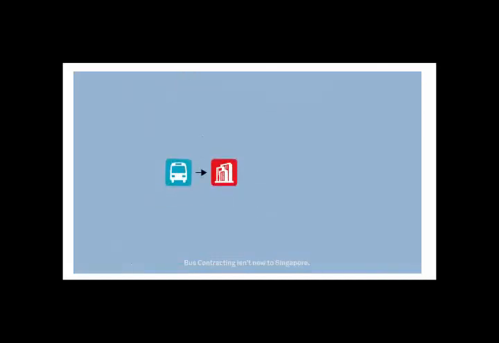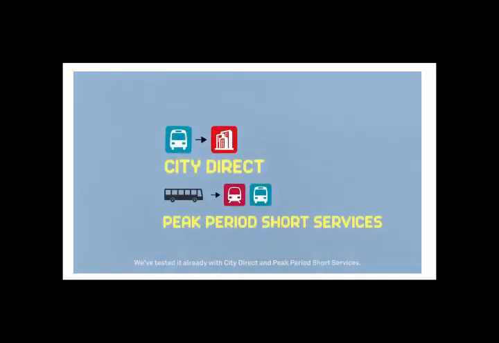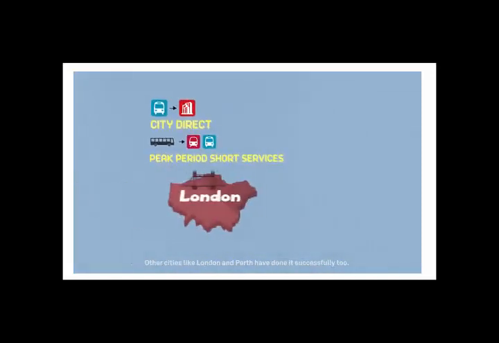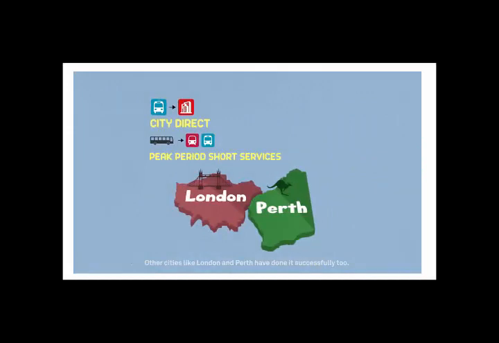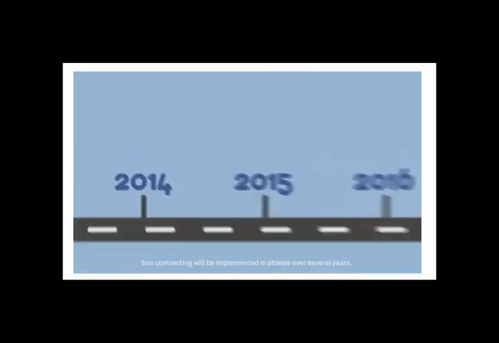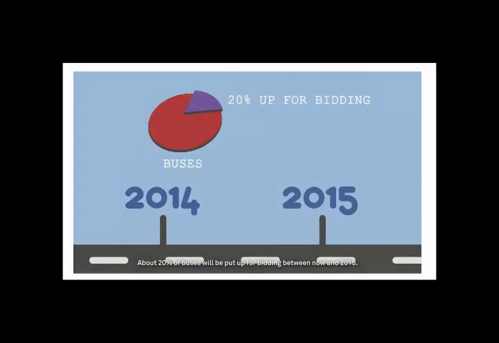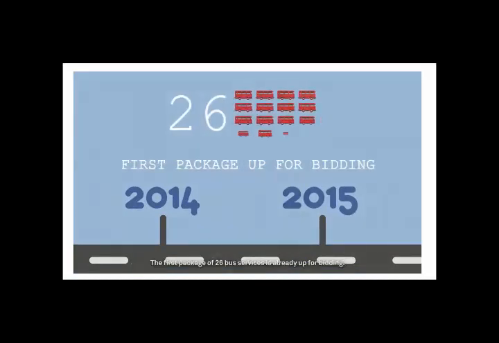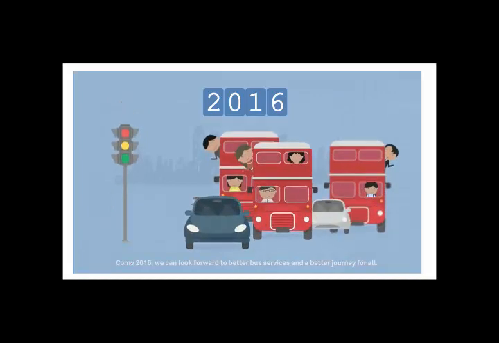Bus contracting isn't new to Singapore. We've tested it already with City Direct and peak period short services. Other cities like London and Perth have done it successfully too. To minimise inconvenience to commuters, bus contracting will be implemented in phases over several years. About 20% of buses will be put up for bidding between now and 2015. The first package of 26 bus services is already up for bidding. Come 2016, we can look forward to better bus services and a better journey for all.